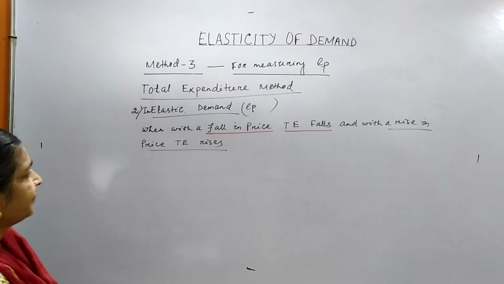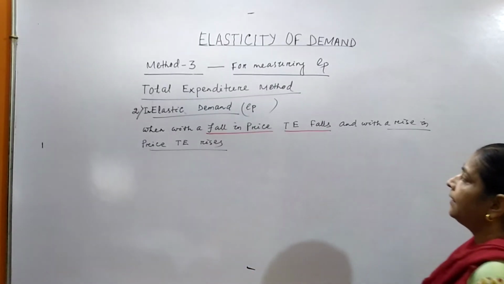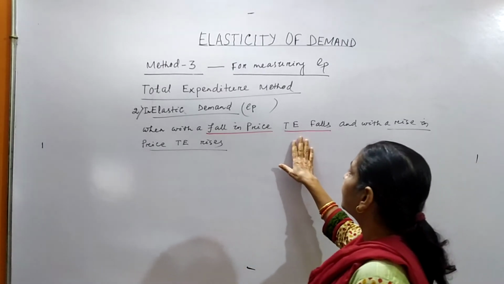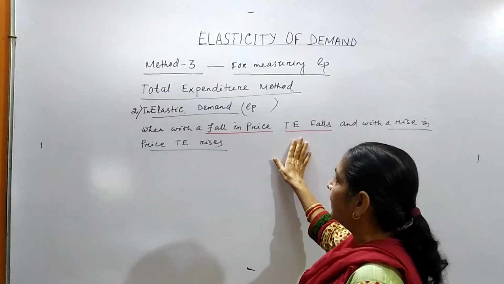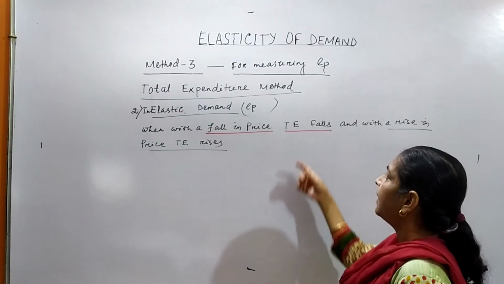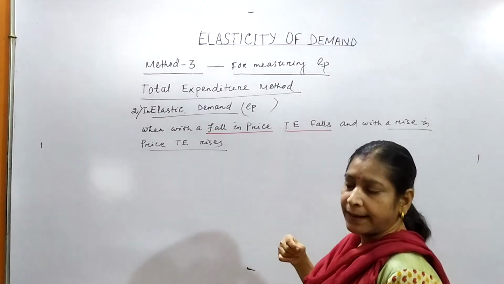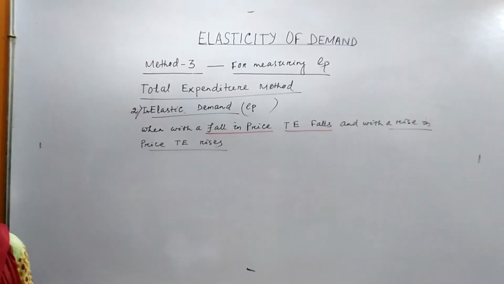What do we see here? Here, the relationship between price and total expenditure is a direct relation. This you have to remember. There is a direct relationship between change in price and change in total expenditure. Now we will draw the table for this.